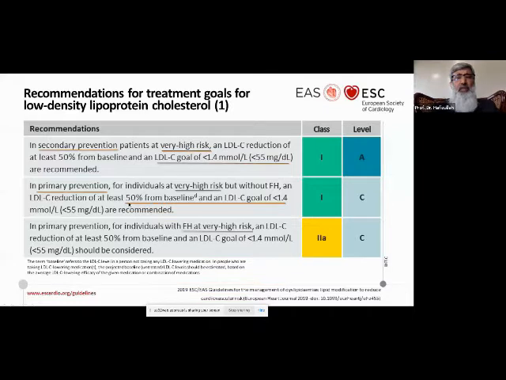People who have familial hypercholesterolemia and are at a high risk, you would like to achieve the same sort of goal at 55 milligram. So for primary prevention, secondary prevention, and familial hypercholesterolemia, in all those people you would like to achieve a goal as low as 55 milligram. For primary and secondary prevention, it is a class 1 recommendation, whereas for this, it is class 2A.